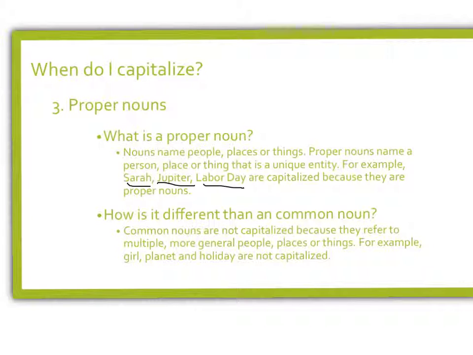Common nouns are when you're talking about general things. So, for example, if you're saying, that girl over there, that's lowercase because you're not talking about someone specific like the name Sarah. Just planet, any planet. How do you know which one? And holiday. If you're saying that, it's a common noun, so it's not capitalized.